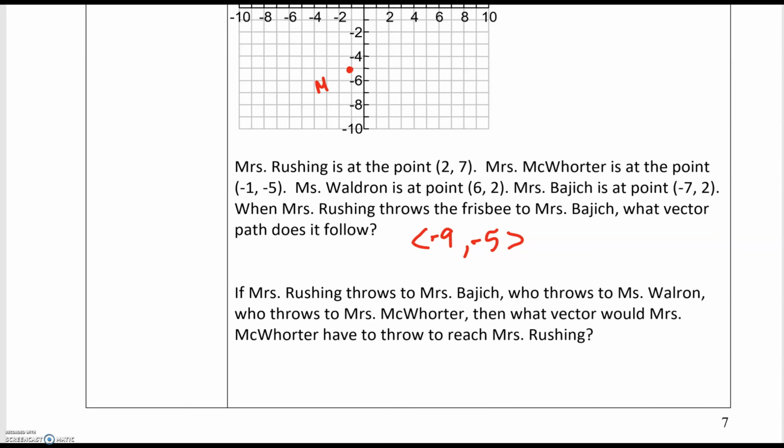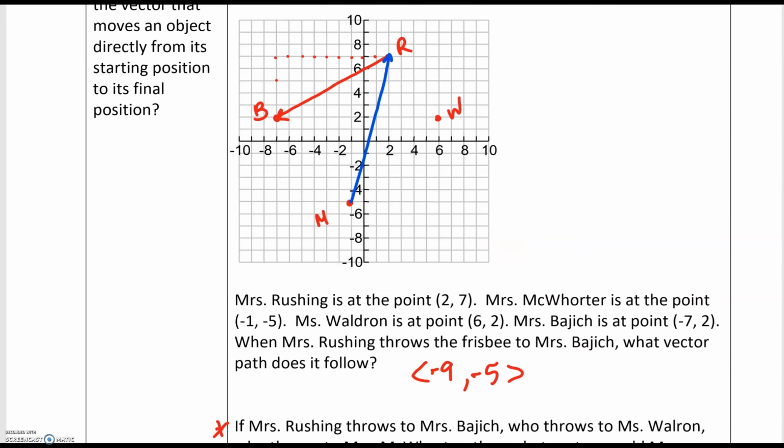So I want you to try this next question. If Mrs. Rushing throws to Mrs. Byach, who throws to Miss Waldron, who throws to Mrs. McWhorter, then what vector would Mrs. McWhorter have to throw to reach Mrs. Rushing? So basically, this is our question here. What's our vector from McWhorter to Rushing? So go ahead and try that, and we'll check when you're ready.